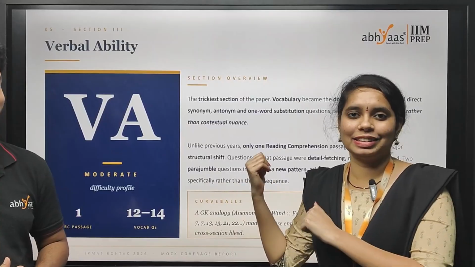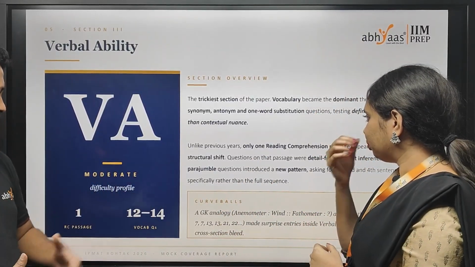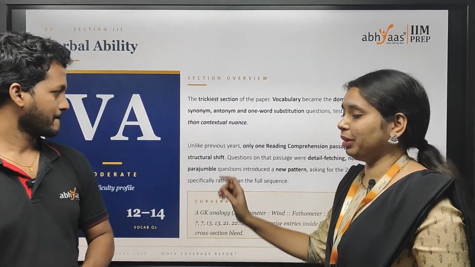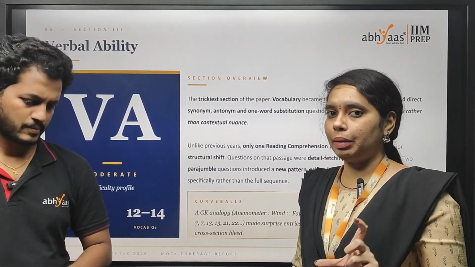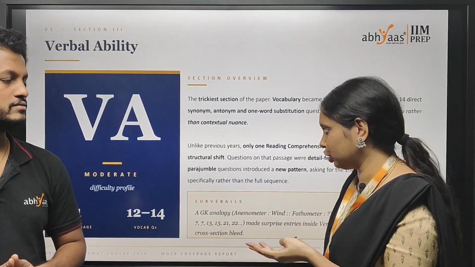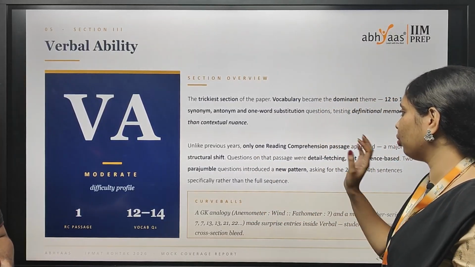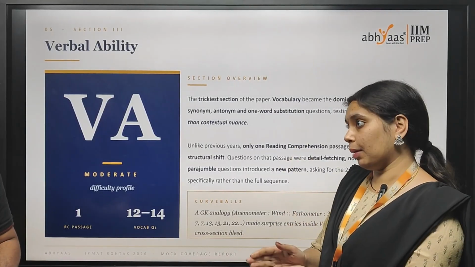Oh, okay. Let's just go to our analysis now. Leaving all these things aside, how about verbal? Yeah, so actually there is a major structural shift this year because every year the paper heavily relies on reading comprehension. At least we have 3 reading comprehensions, but this year we only have 1 reading comprehension, and the majority of the paper is based on vocab.